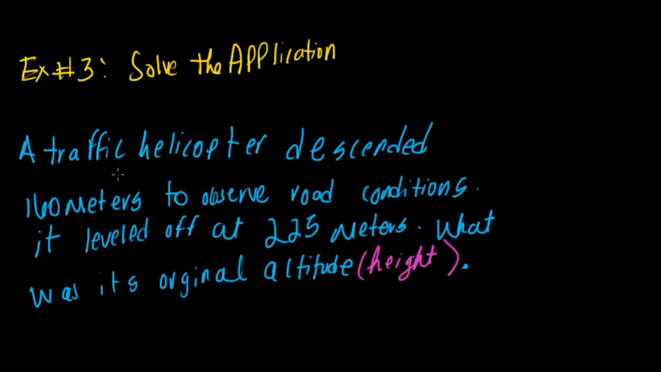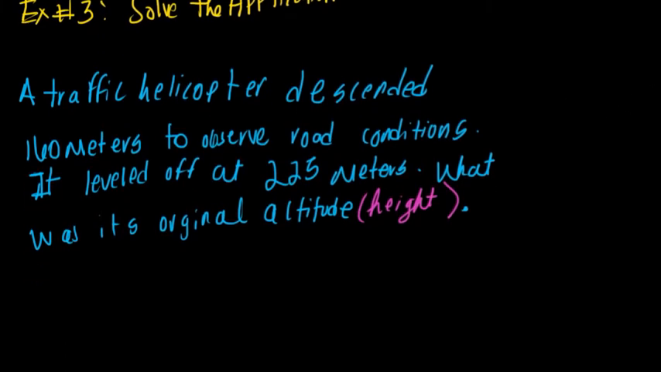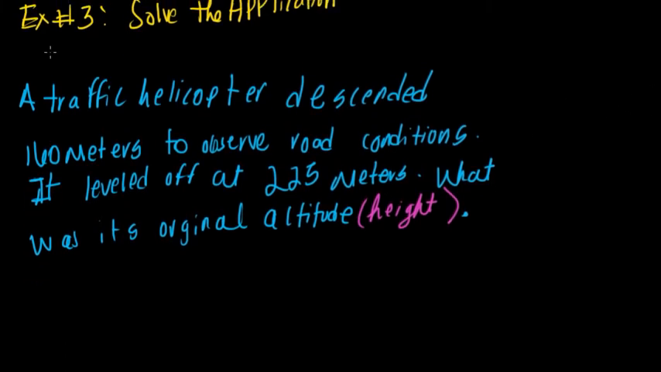It says a traffic helicopter. Well, let me write it down for you guys. Okay, what this says here is a traffic helicopter descended 160 meters to observe road conditions. It leveled off at 225 meters. What was its original altitude? Altitude is the same thing as its original height. Okay, so this is actually an application problem.